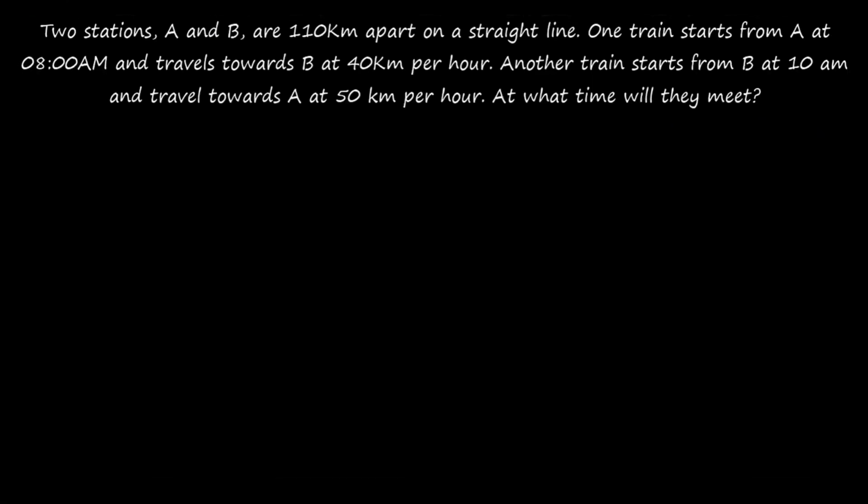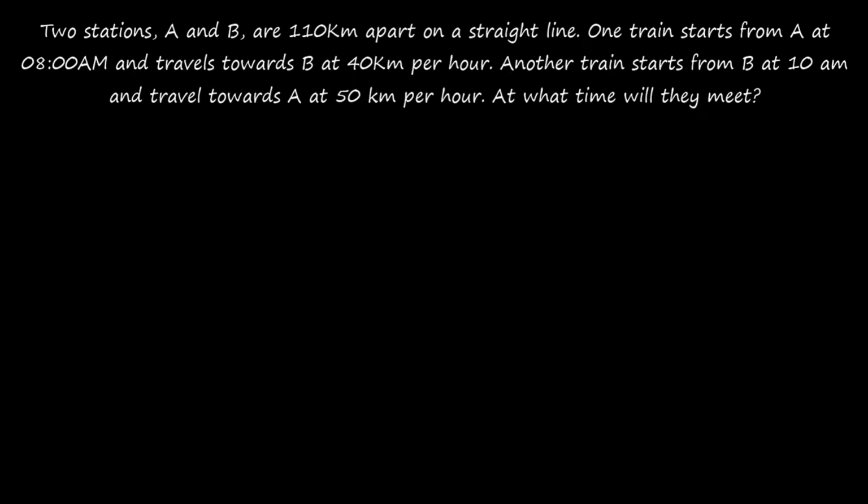Now question number 2. Two stations A and B are 110 km apart on a straight line. One train starts from A at 8 am and travels towards B at 40 km per hour. Another train starts from B at 10 am and travels towards A at 50 km per hour. At what time will they meet?